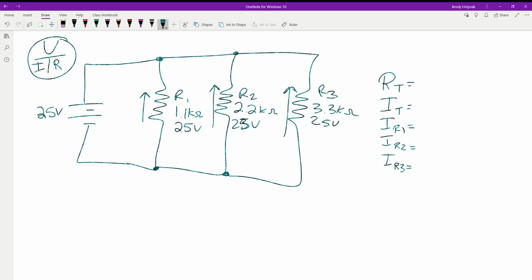Okay? Remember, current is voltage divided by resistance. 25 volts, 1.1 kilo ohms. So what is our current? Yep, divide them. So IR1 is equal to the voltage drop across R1 divided by the resistance value of R1. So what do we get for IR1? 22.72. Okay. What about for R2?